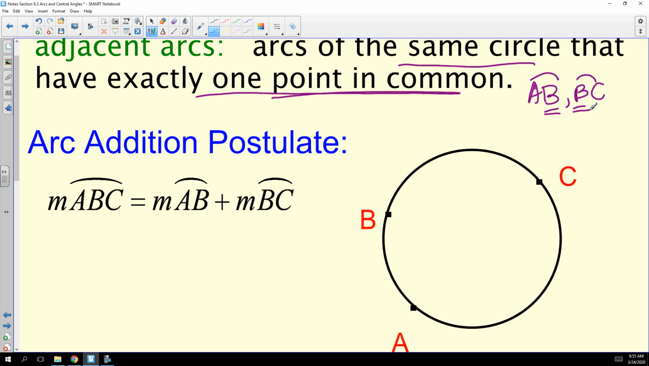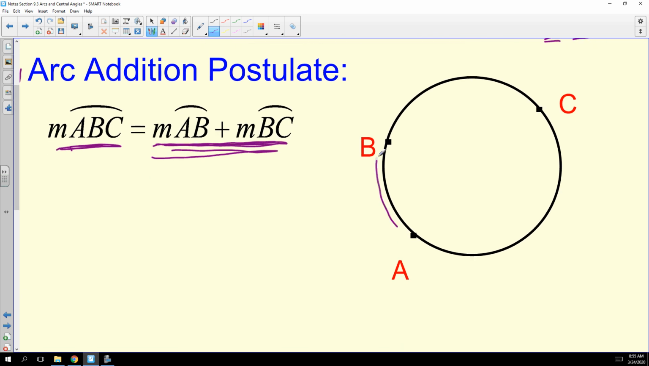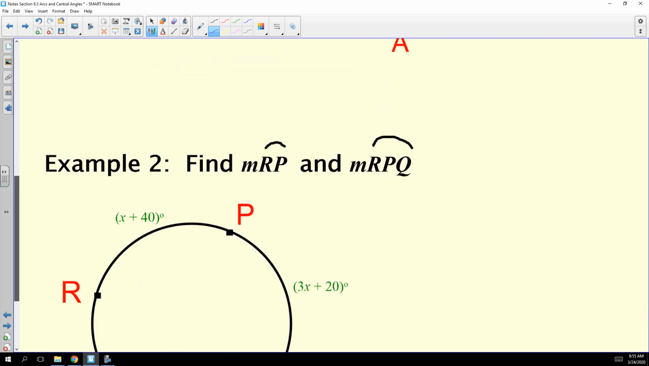So why do we talk about that specifically? So that we know that the measure of a larger arc is equal to the sum of the parts, just like angle addition postulate, just like segment addition postulate, arc addition postulate. If you add up the parts, if I know the measure of this arc and I know the measure of this arc, then I can find the measure of the whole entire thing by adding those parts together. That's it. It's as simple as that, okay? It's not designed to be more complicated.